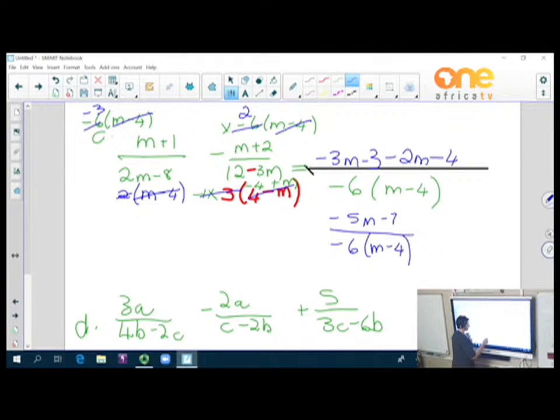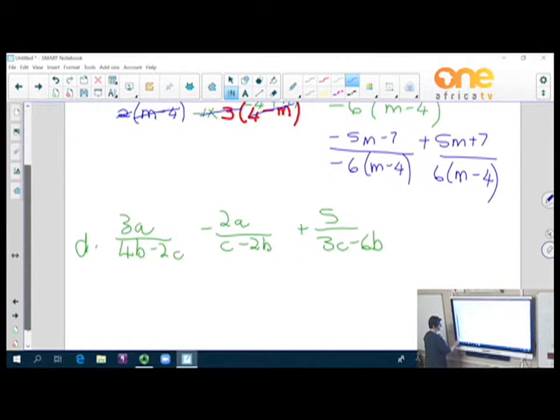We can again get rid of the negative here. So it will then be positive 5m plus 7 over 6 m minus 4. And the last one, number D.